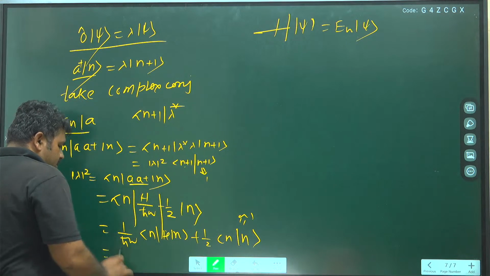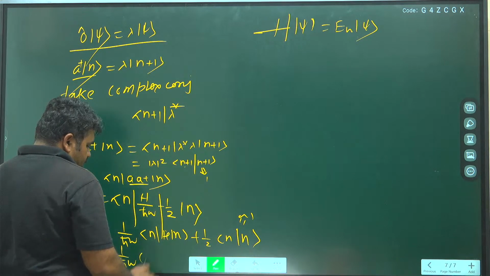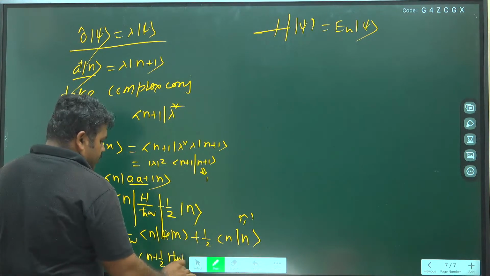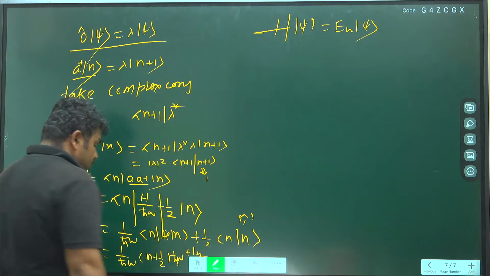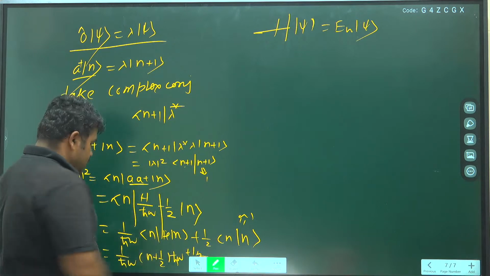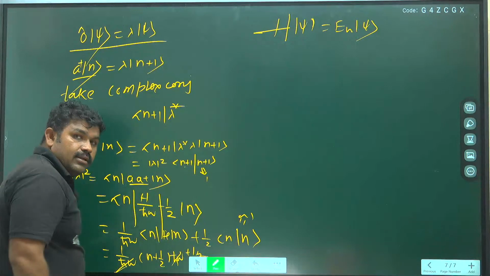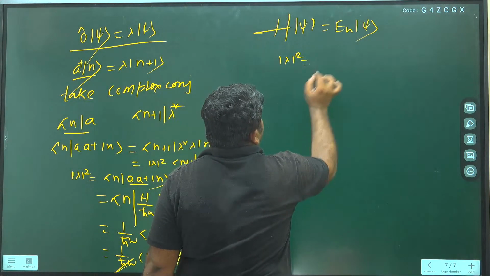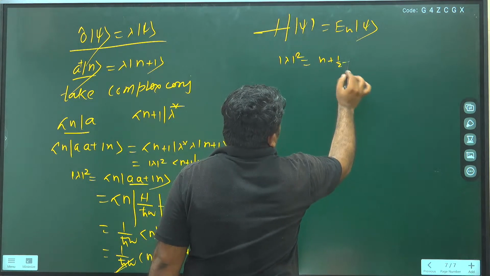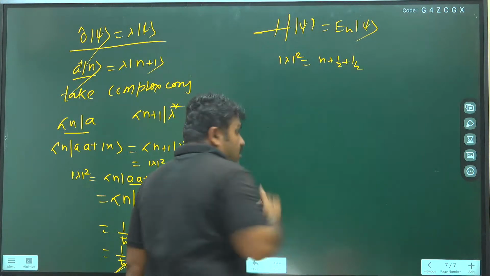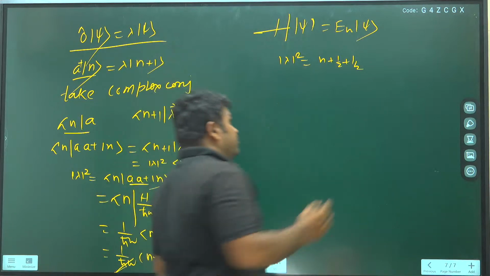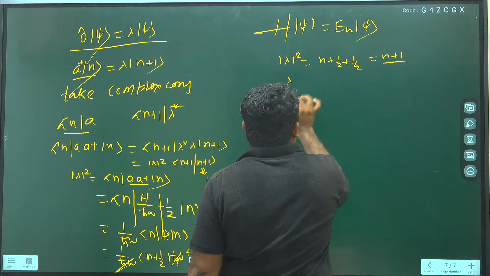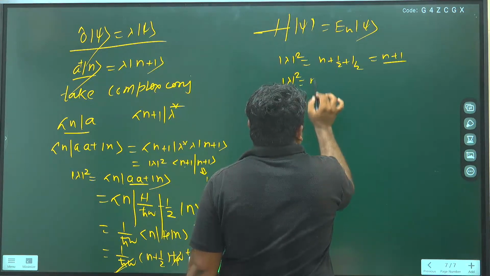Energy of harmonic oscillator is (n plus 1/2) H cross omega. And this outside 1/2 is coming, understand? This is the eigenvalue of this operator. Then this H cross omega gets cancelled. What is the remaining one? Mod lambda square is equal to n plus 1/2 plus 1/2. 1/2 plus 1/2 is 1, and this is equal to n plus 1. Means lambda square is equal to n plus 1.